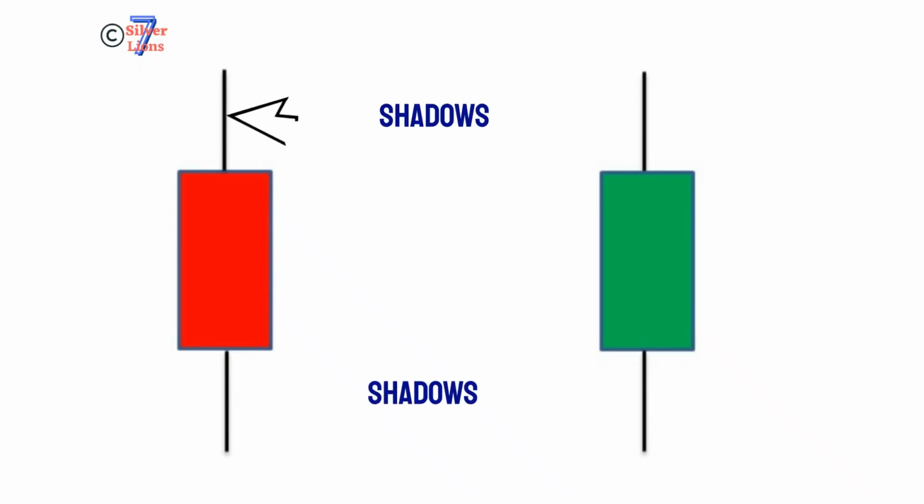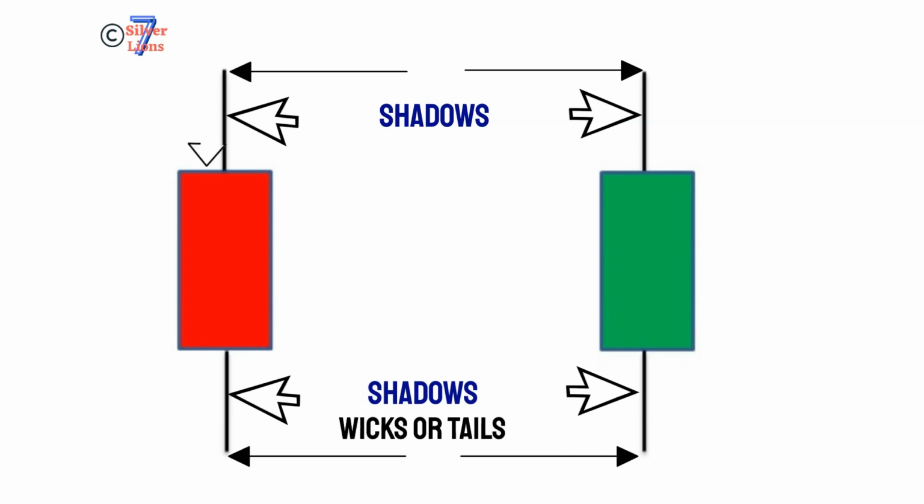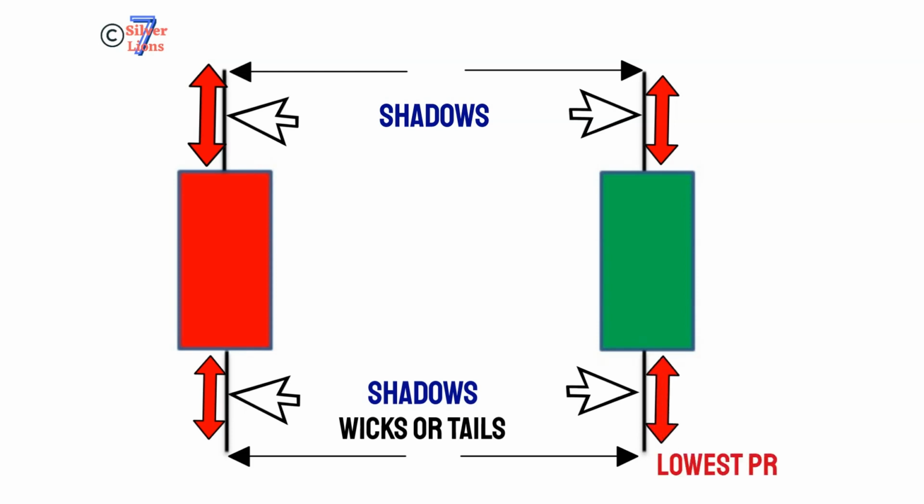The long thin lines above and below the body are called shadows. Shadows represent the highest and lowest price range in the time frame you set up for a candlestick. Also called wicks or tails. Shadows may be long or short depending upon price volatility and how far the prices move up or down before close. The bottom end of the lower shadow is the lowest price traded during the time frame of the candle. The top end of the upper shadow is the highest price traded during the period of a candlestick. Range is the difference between the highest and the lowest prices of the candlestick.